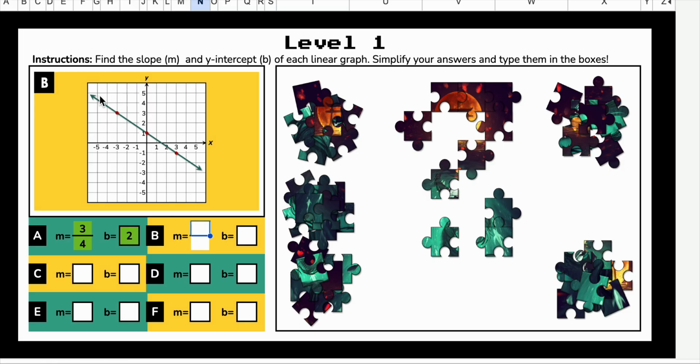Now also, this line is going down. This means negative. I'm going to go ahead and put a negative in my answer right here. And remember, I'm going to count rise first, how much it rises from any 2 points. So I'm going to just choose this one at 0, 1. I'm going to count how much it rises.